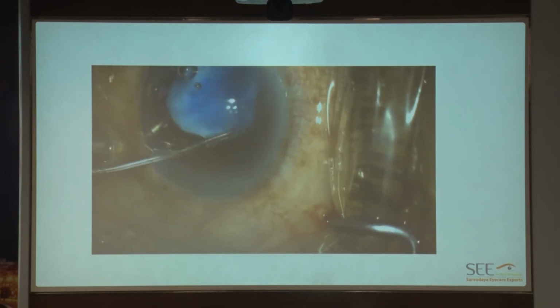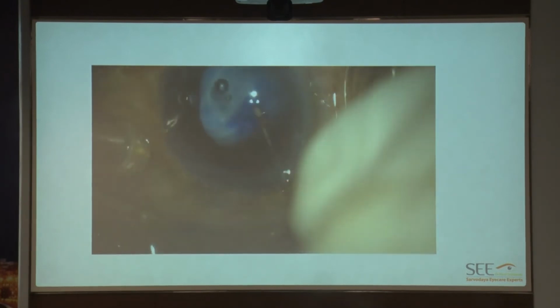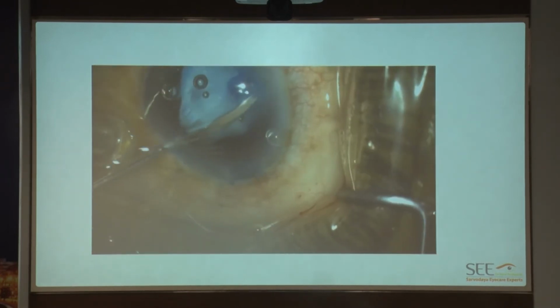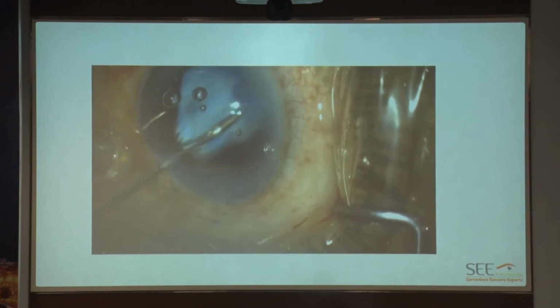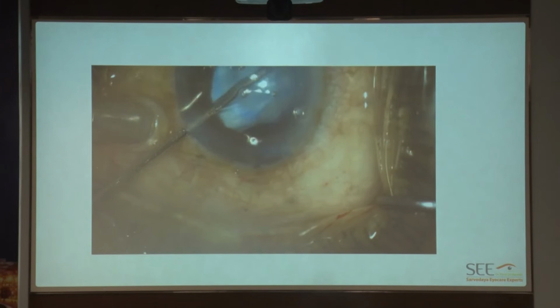Post that, we tried to remove the cortical wash. The one thing we realized here was that the capsule was fibrotic in the area of zonular dialysis, so we had to use scissors to get the rhexis done in this area.